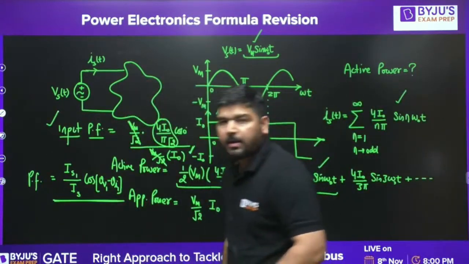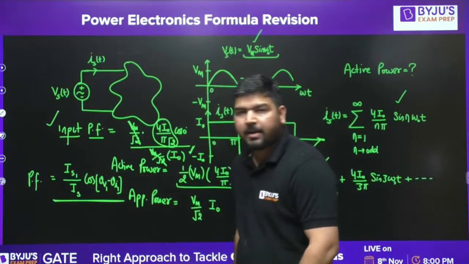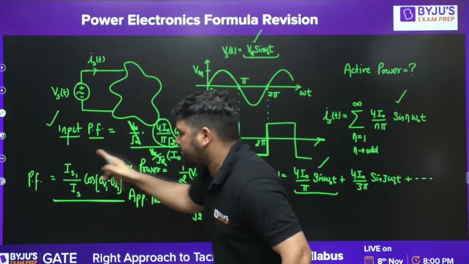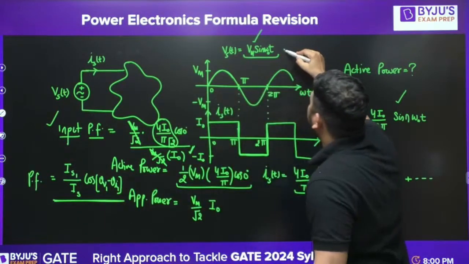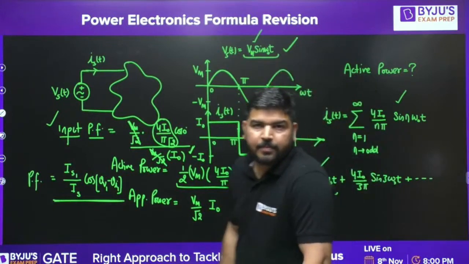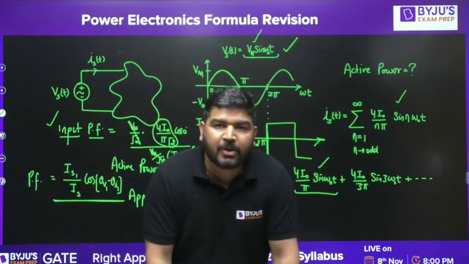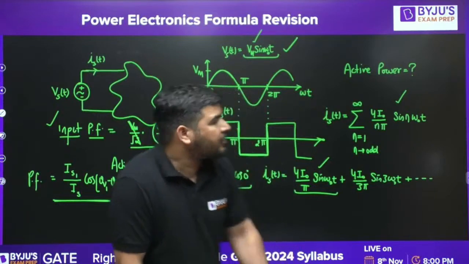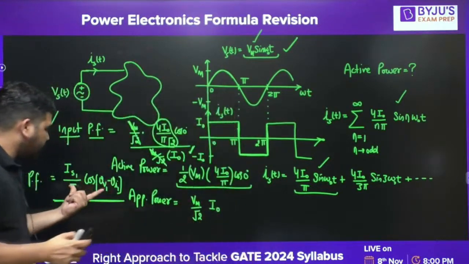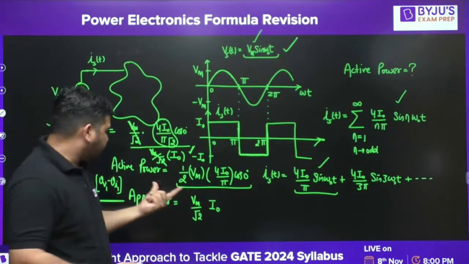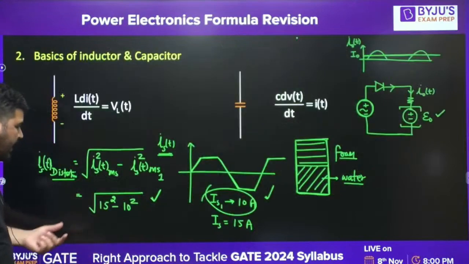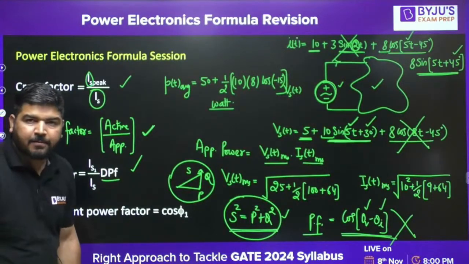What is the problem? Why should I remember this formula? We can say that the input power factor is this, but it is applicable only if the source has a pure sinusoidal term. If the source has higher harmonics, let's say third, fifth and seventh, then you cannot apply this formula. Then you have to come to active power divided by apparent power only. That's why I will not recommend that you remember this formula.